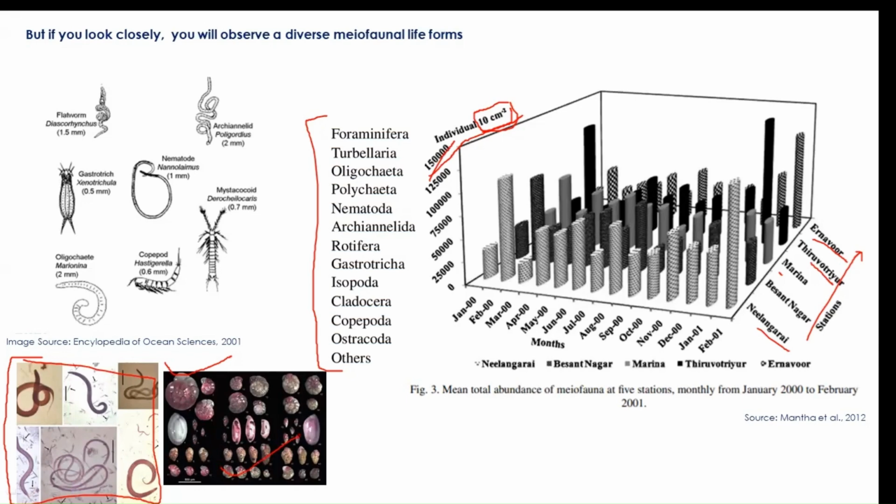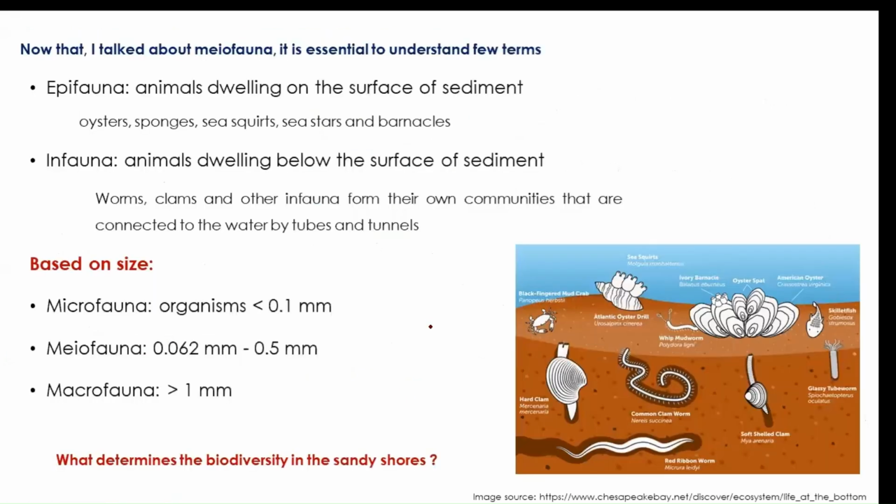Now, when I said meiofauna, many of you would be eager to know what this term means. So it is essential at this particular time that I make a few definitions clear. First is epifauna. It means animals dwelling on the surface of sediments. Epifauna is a common term, so you can also see the oysters on the rocks, right? All those animals which are dwelling on the surface of sediment are called epifauna, right?